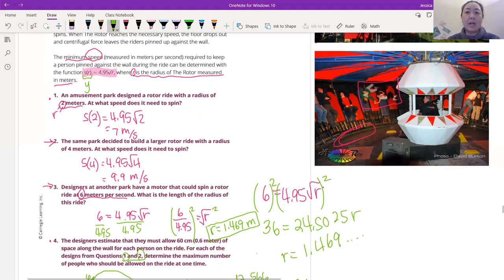Someone had said in the chat before, well, can we just square both sides? And I was like, well, yes, you can, but this is what it would look like. Notice right here, you would square both sides, but when you do that, you need to also square the 4.95 because it's there. So that would be 24.5025 times R. Notice the square and the square root cancel out, so you're just left with the R. Then you would just divide both sides by 24.5025, and again, see how you get the same answer? So you can do it that way.